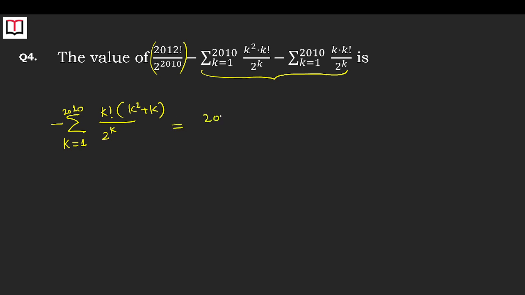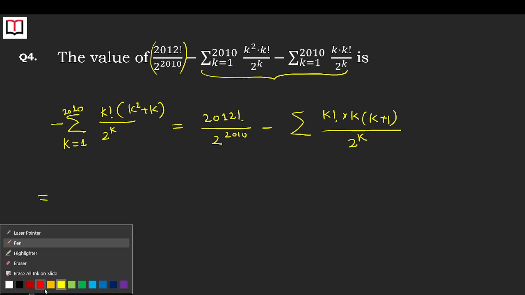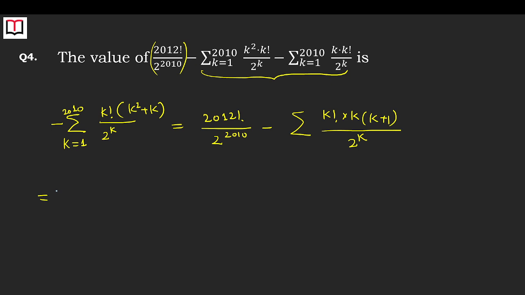So it is like 2012 factorial upon 2 raised to the power 2010 minus, okay, so k factorial into k plus 1 upon 2 raised to the power k. So I will say that this is a beautiful question on again the same pattern which I've been talking about since the beginning of this video, and that is rewriting the general term as the difference of consecutive terms.